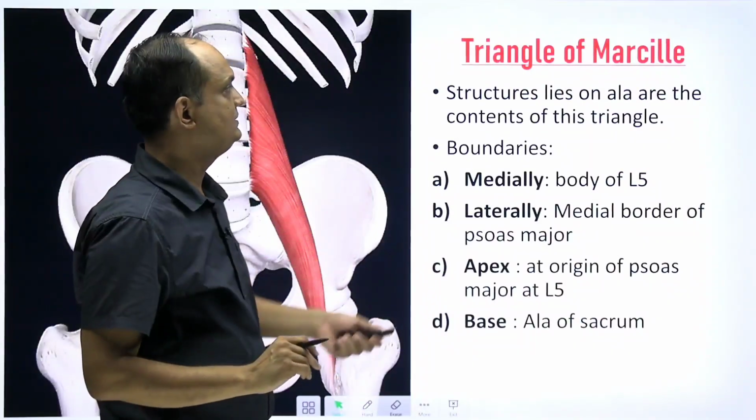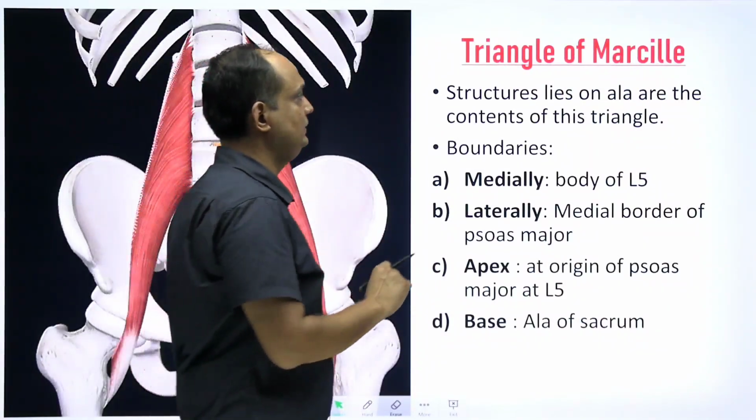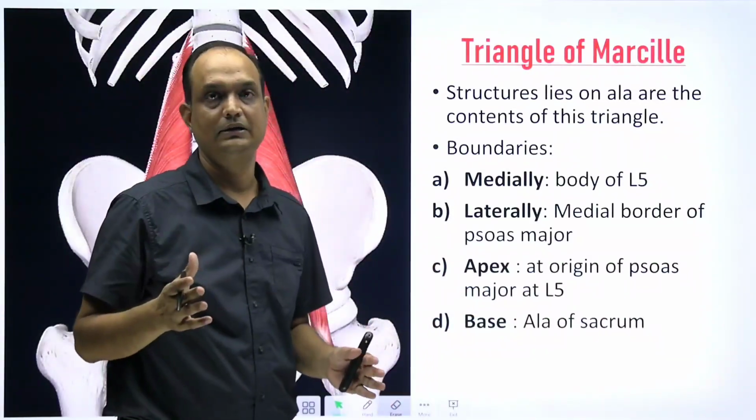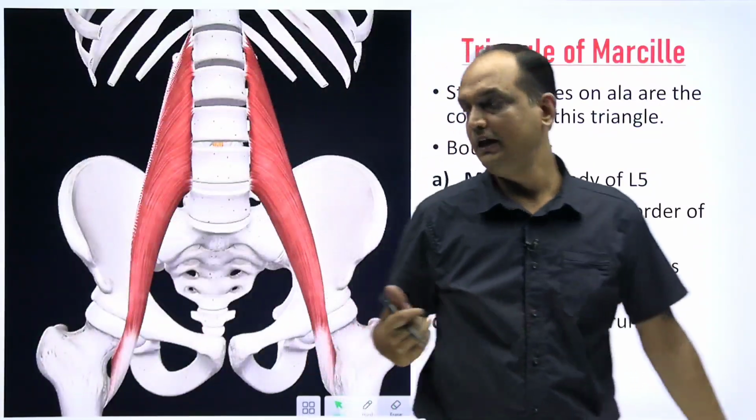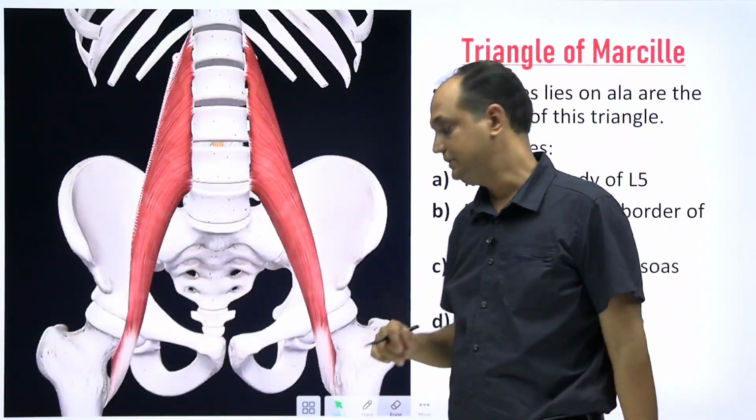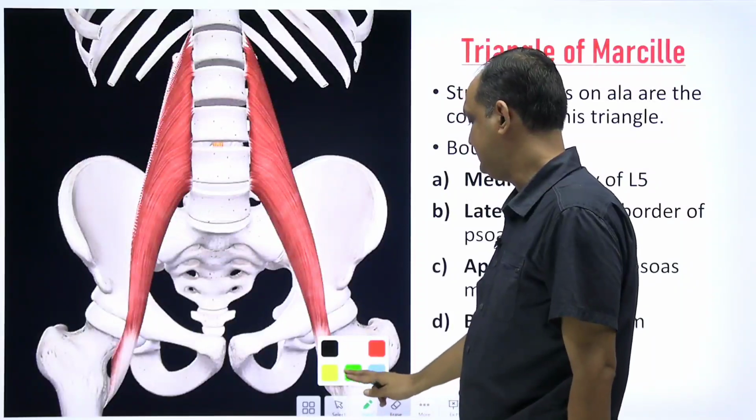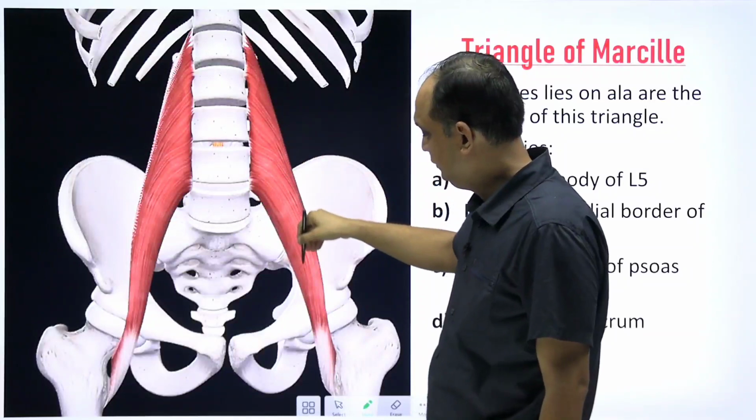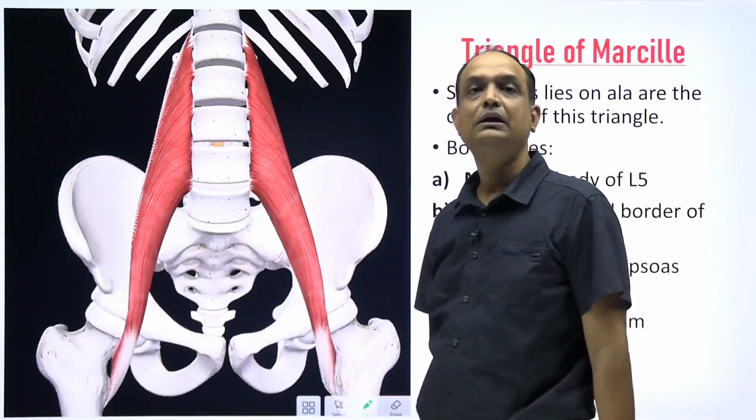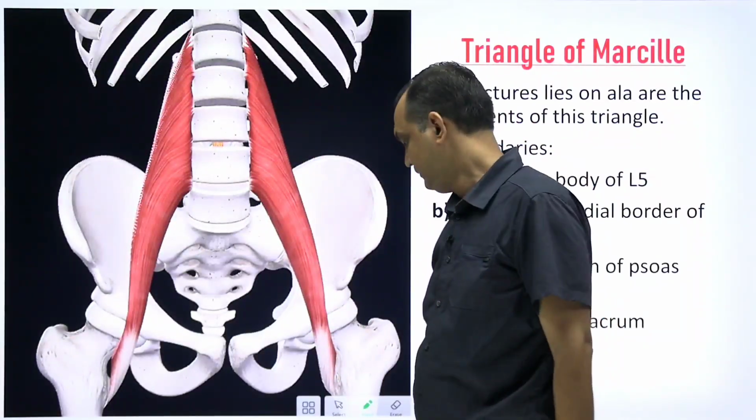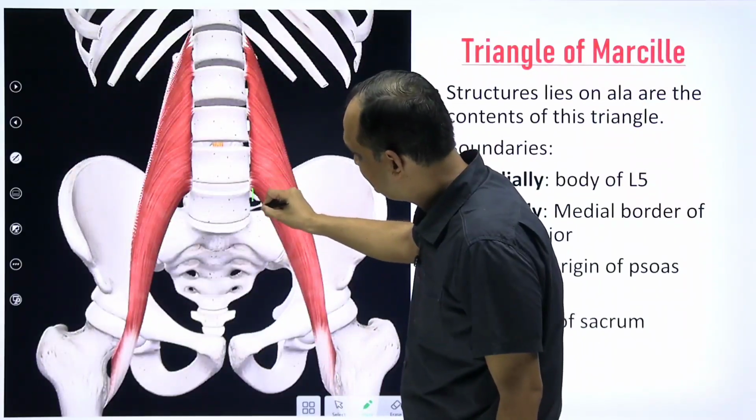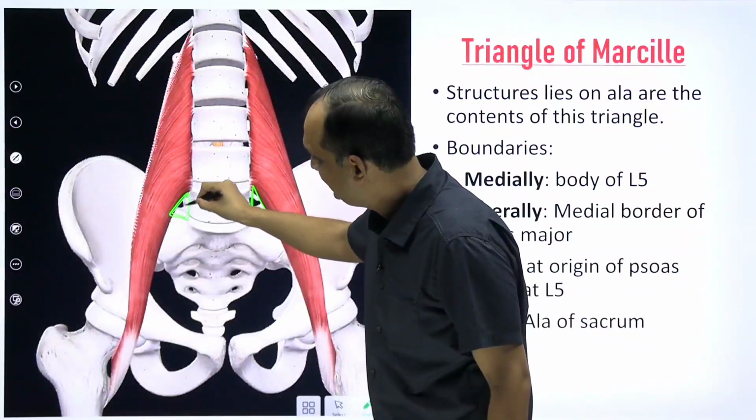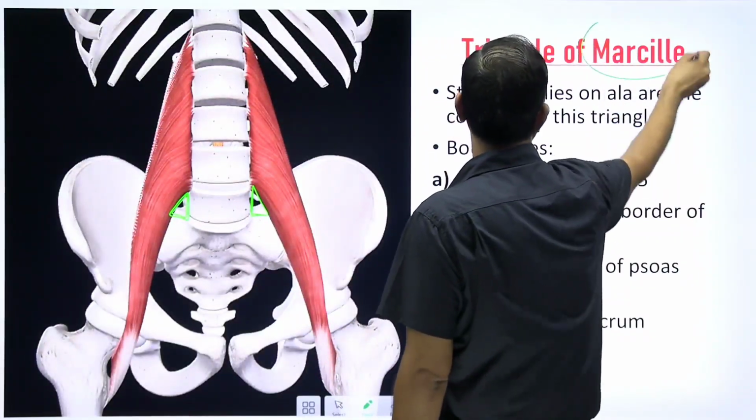Now what is the triangle of Marcille? The triangle of Marcille is where structures lie on the ala, and they are bounded by a triangular area. Now what is the triangular area? Here you can see the placement of the psoas major. You know that psoas major arises from the sides of your lumbar vertebrae, goes downward and inserts on the lesser trochanter along with the iliacus. In its course you can see this small triangular area which is visible on both sides. This triangular area is known as the triangle of Marcille.